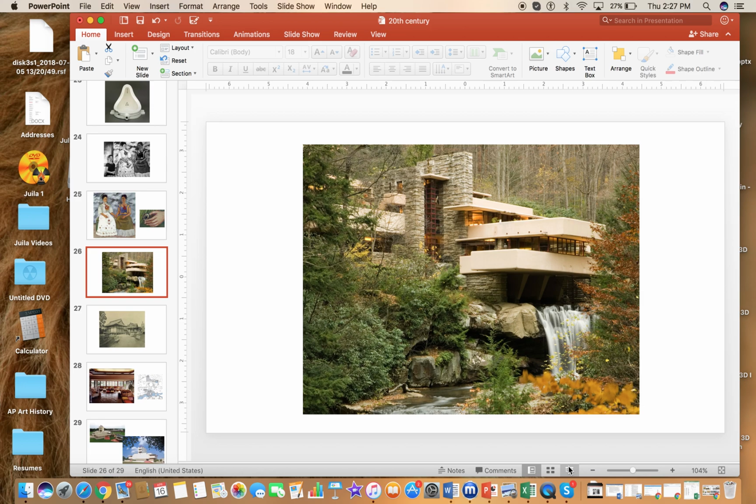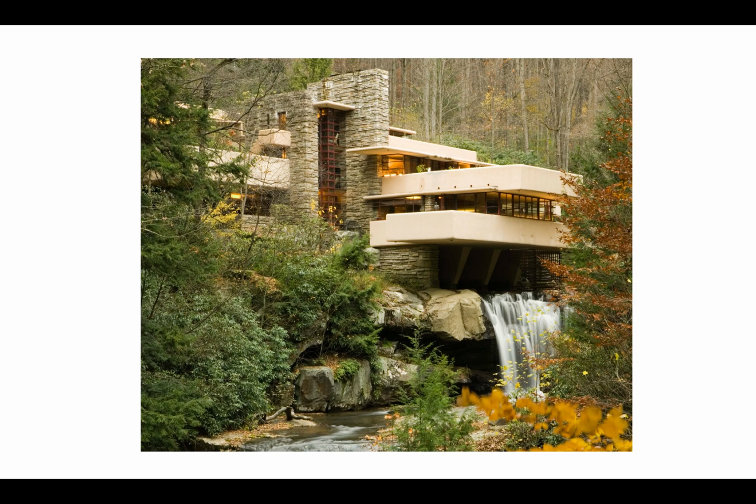One of our architecture buildings. This is called Fallingwater. It's by the architect Frank Lloyd Wright, done in 1936 to 1939. And the material is reinforced concrete, sandstone, steel, and glass. And the location of this is in Bear Run, Pennsylvania.